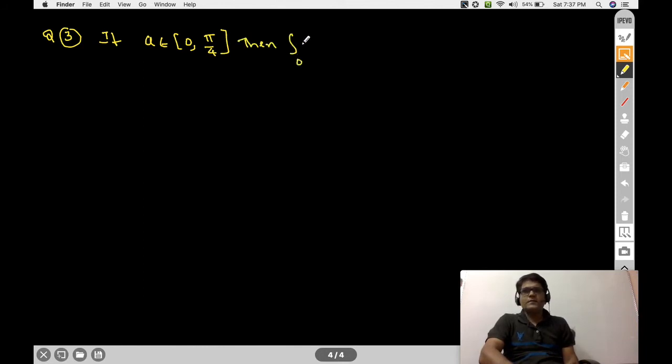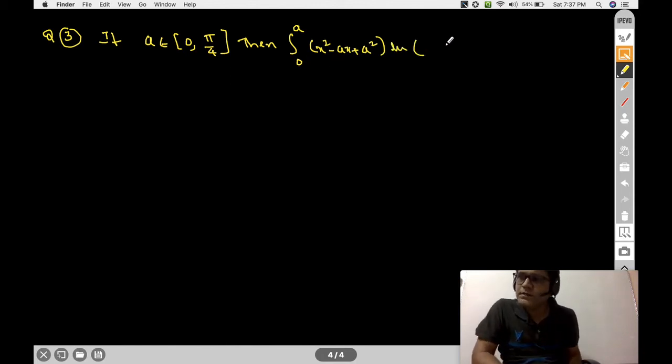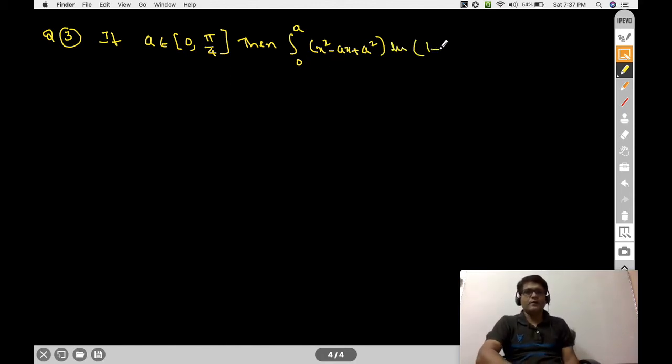then the integration of 0 to a of x square minus ax plus a square into ln of 1 plus tan x into tan a dx is equal to 5a cube by 12 into ln of 1 plus tan square a. This is what we need to prove.